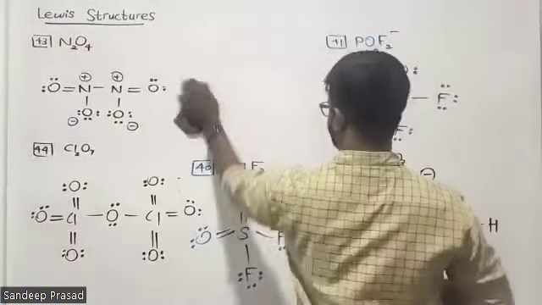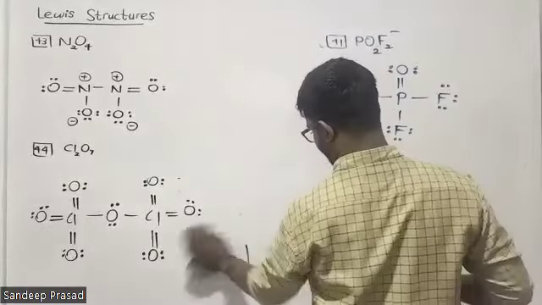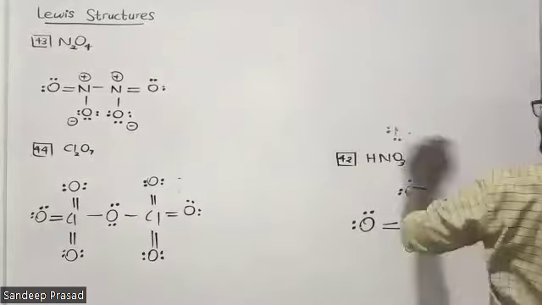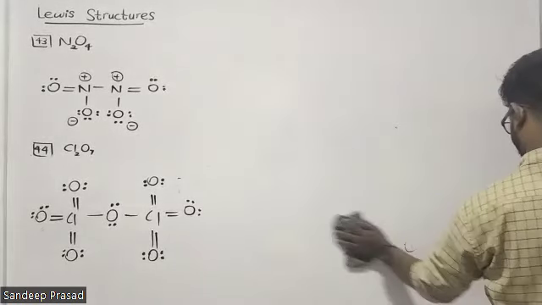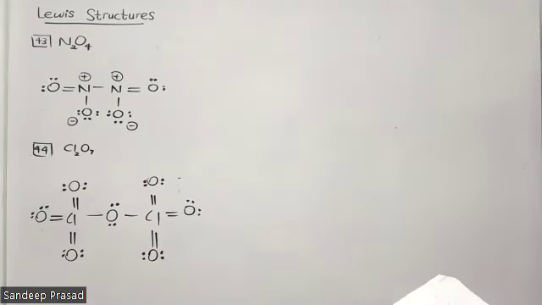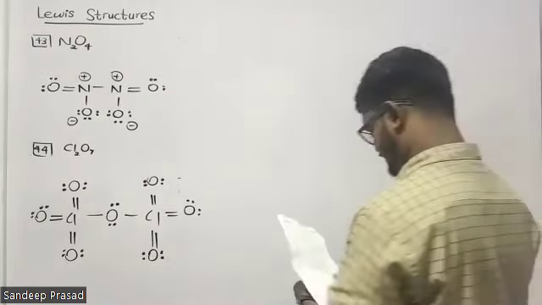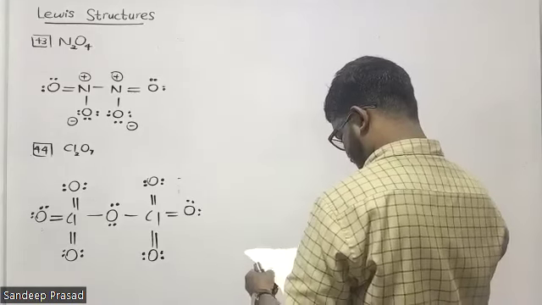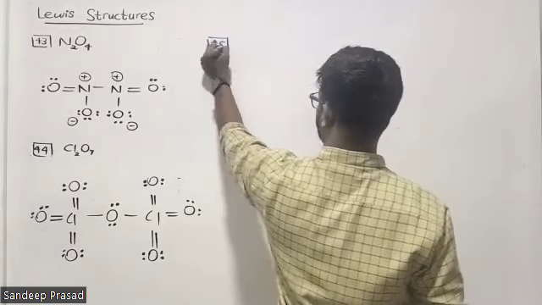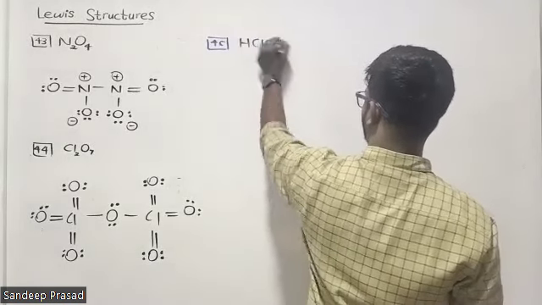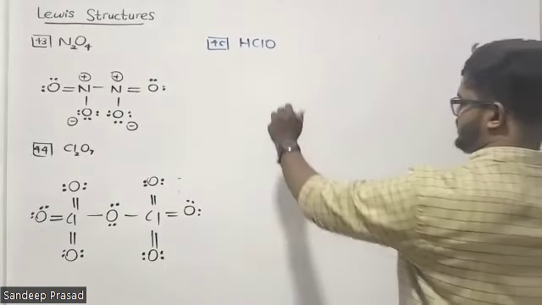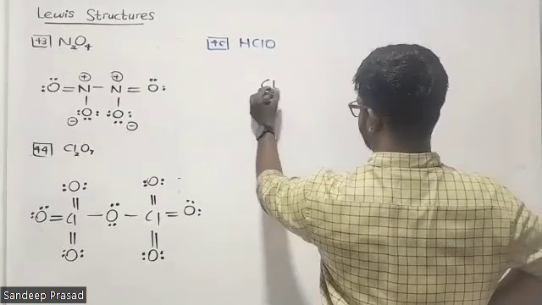So, number 44. Here we have oxo acids. These are the oxo acids that we discussed. Do you remember? We discussed some oxo acids. These are the Lewis structures of the oxo acids: hypochlorous acid, chlorous acid, chloric acid, perchloric acid. So therefore, number 45. HClO. Right? So the structure looks like this.